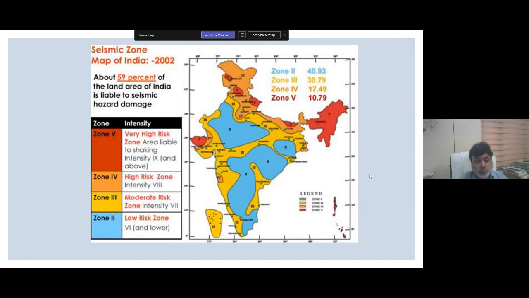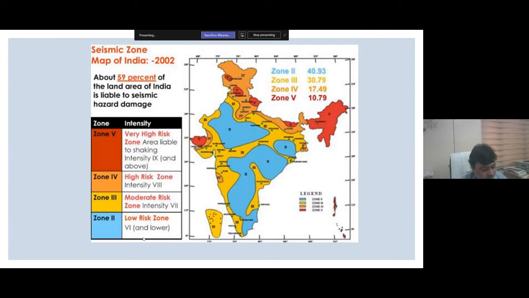It is zonified into four zones, actually five zones, but zones one and two have the same behavior based on peak ground acceleration and intensity mapping. They made it zones 2, 3, 4, and 5. Zone 2 is the low risk zone, 3 is the moderate risk zone, 4 is the high risk zone, and 5 is the very high risk zone. Now the question arises: 59% of the total territory of India is seismogenically active or hazardous, and out of this, about 10.79% of Indian land falls in zone 5, 17.49% in zone 4, and 30.79% in zone 3. So you can see more than 60% is falling in the seismic hazard zones.